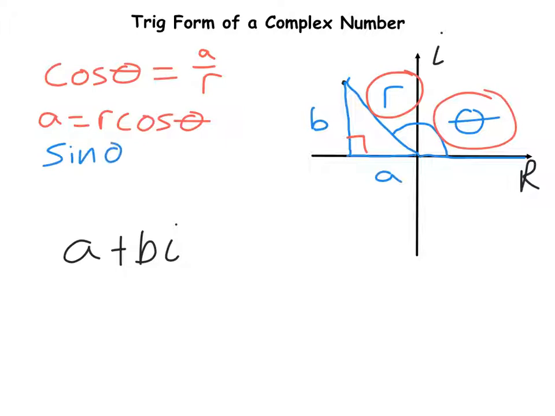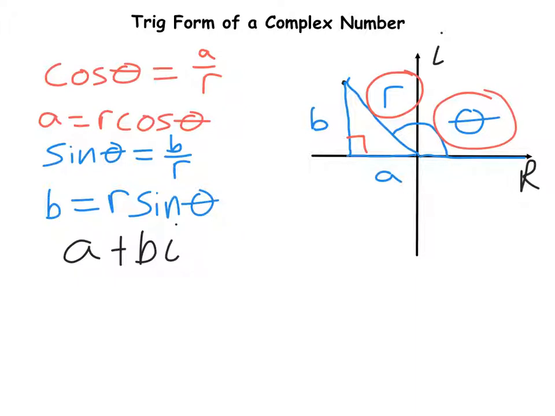Also, sine of theta would be b over r, or the value of b, that's the imaginary component of the number, would be r sine theta if you just rearrange that equation. All right, so now we've got these expressions to substitute in for a and b.